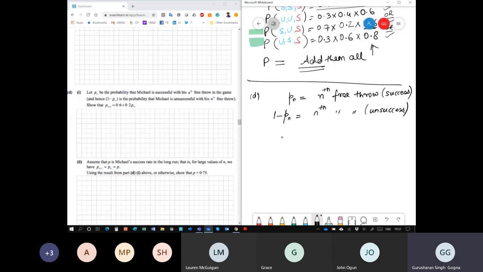Show that Pn plus 1 is equal to 0.6 plus 0.2 times Pn. So what do you mean by n plus 1? N plus 1 means it's the next throw, the probability of the following throw. So whatever you consider for n, if you consider n as the 10th throw, then this should be the 11th throw. So how will you prove that?